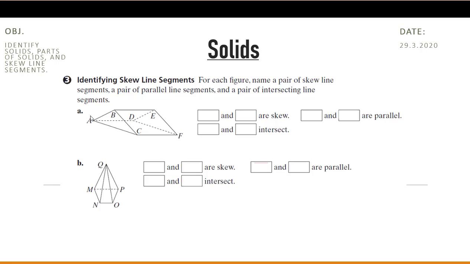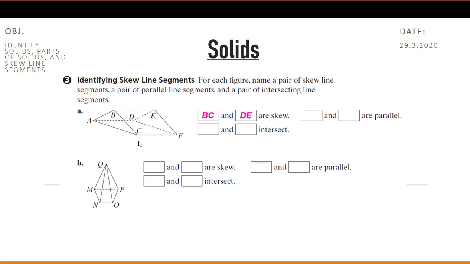In the first one, I want two skew line segments. Before we start, I want to tell you that your answer may vary. You may have another answer for the question. We have many pairs of skew lines, and this is a sample answer. We have BC and DE. These two are skew lines.